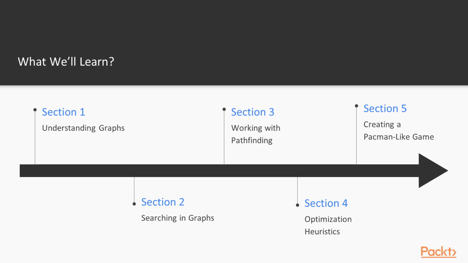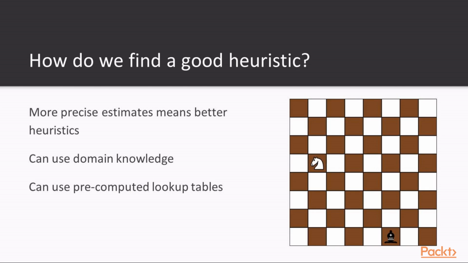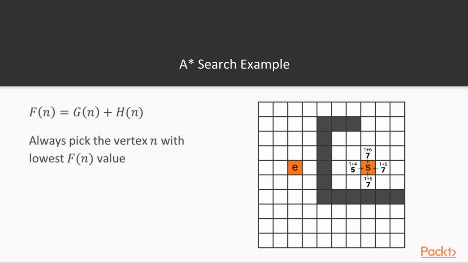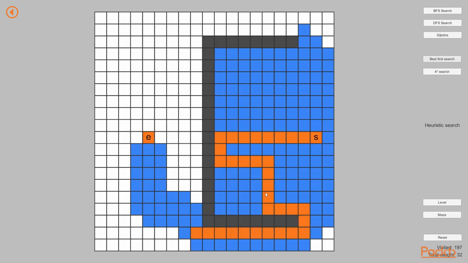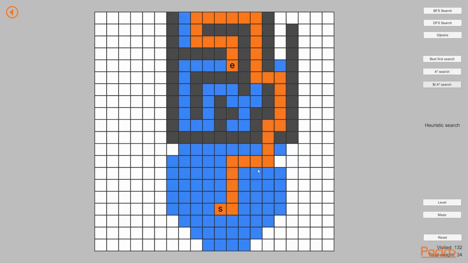In the fourth section, we will see how we can optimize our searching algorithms by using heuristics. We will implement 3 different pathfinding algorithms that use heuristics, including the very popular A* search algorithm, and we will understand why A* search works so well.